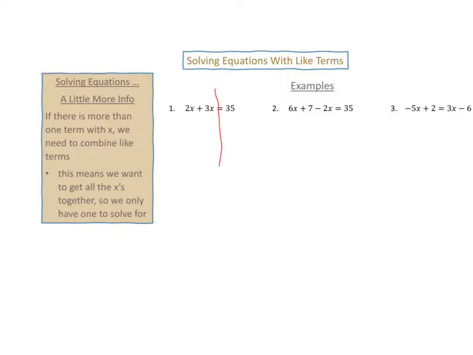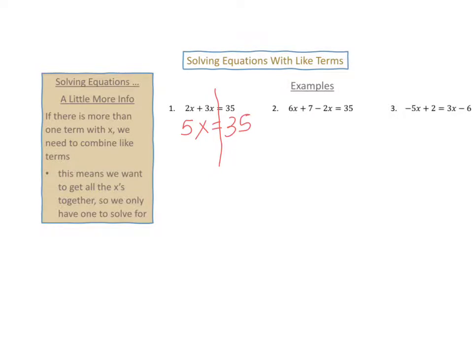What is 2x plus 3x? That's what we have to combine. If you said 5x, you are right. So now what I have is 5x equals 35, which is great. Again, my x's are on one side, my 35 is on the other, or my numbers.